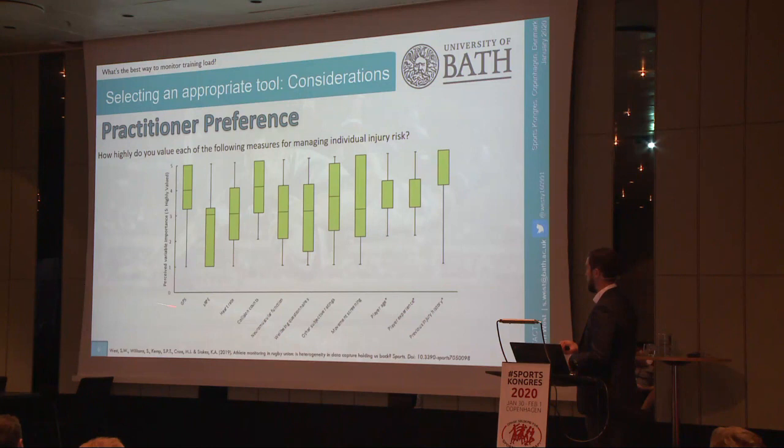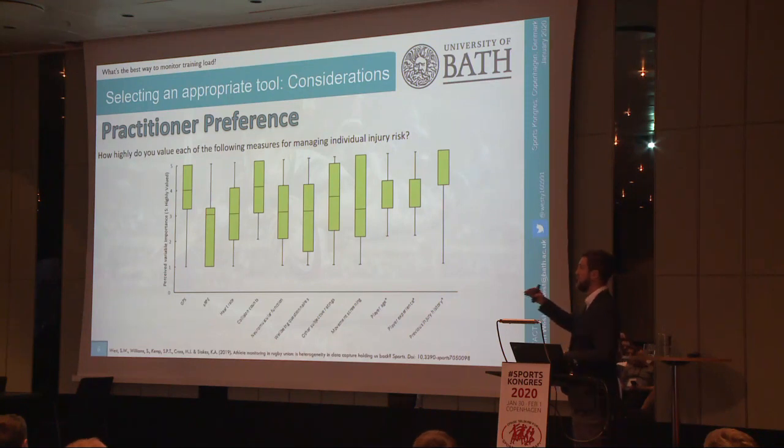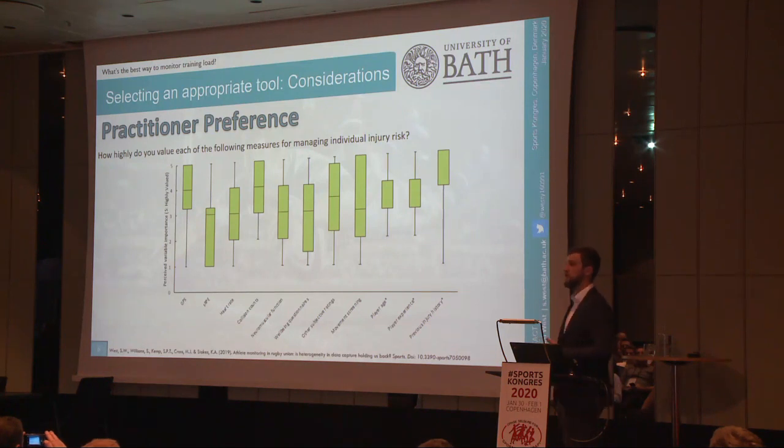So across the x-axis here, you've got a whole host of different measures that were used across clubs. And then along the y-axis, you've got a scale between 1 and 5, where 5 is a really important measure that we think is really important for injury risk, and 1 is a measure that we don't really value at all. So these were experienced practitioners working with professional athletes on a day-to-day basis, and what you can see is that nearly every measure that was mentioned was either highly valued by one club and not at all valued by another. So there's clearly a lot of individual practitioner preference.